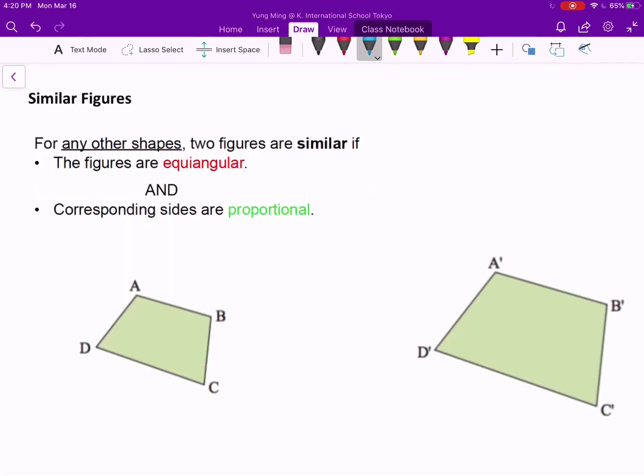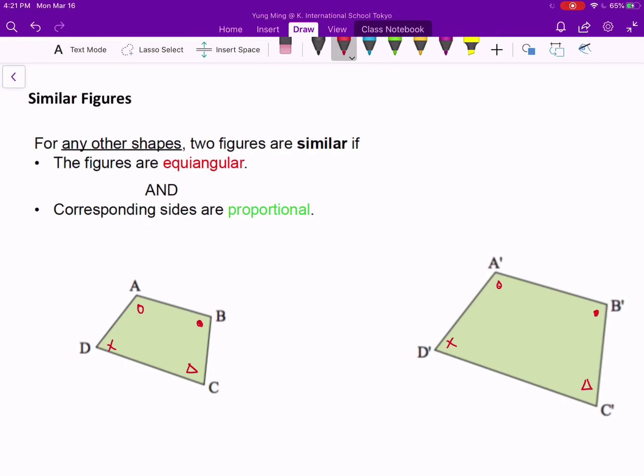But today, when we talk about similar figures, we have to notice that for any other shapes other than triangles, two figures are similar if the figures are equiangular. That means the four angles need to all be the same. So we actually do need to check through all angles. Although you probably know that if I know, for example in this case, three of them, then the last one, because of 360 minus the rest of them, is going to be exactly the same. But still, that basically means we have to make sure that all of them are exactly the same, like this.